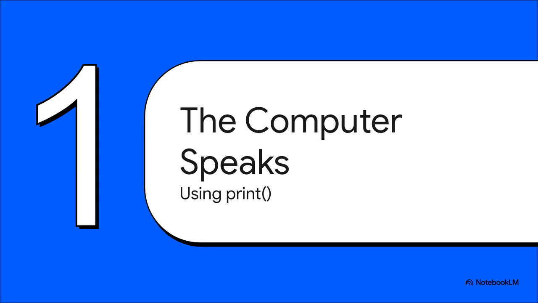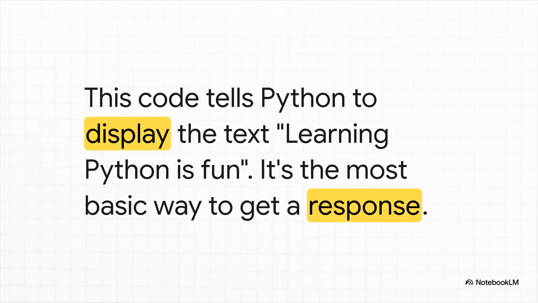To get the computer to say something in Python, we use a super important function called print. Honestly, just think of it as the computer's voice. Anything you stick inside those parentheses, it's going to display right on the screen. So, for example, this bit of code right here tells Python to display the text, "Learning Python is fun." When you run it, boom, that exact phrase pops up. It's really the most basic way to get a response, and just make sure your code is even working.